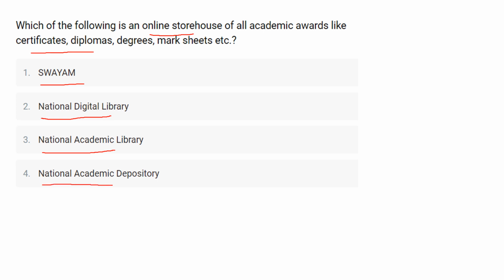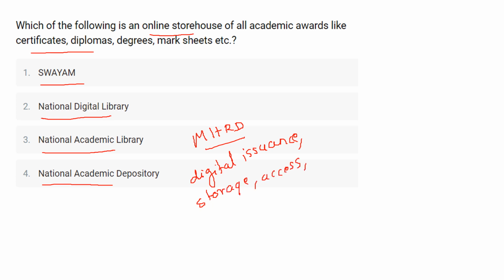So the National Academic Depository, it is an initiative by the MHRD to facilitate the digital issuance, storage, access and verification of the academic awards like certificates, diplomas, degrees, mark sheets issued by the academic institutes. The NAD, that is the National Academic Depository, is a unique, innovative and progressive initiative under the Digital India.